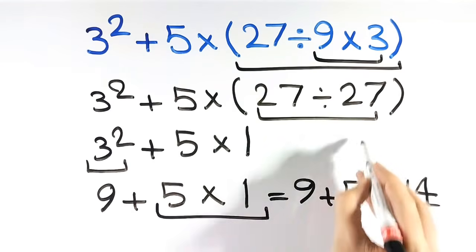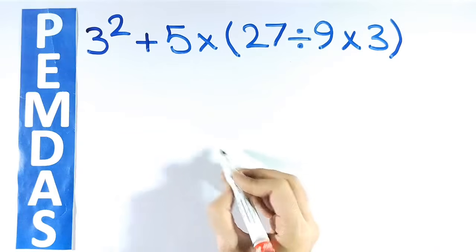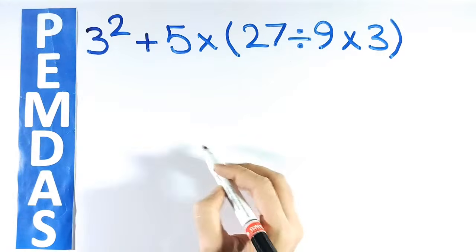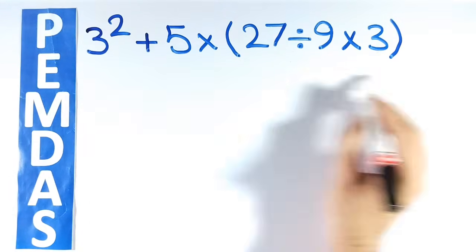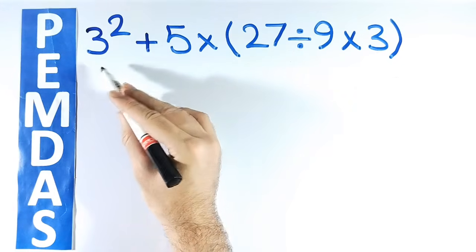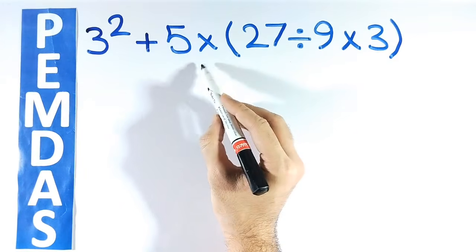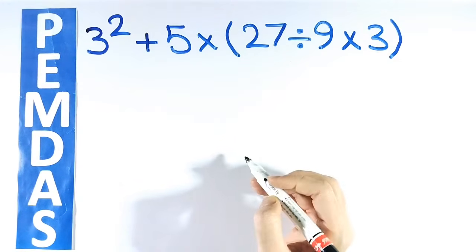But this answer is completely wrong. To solve this question, we must follow a rule that is called PEMDAS. As you can see on the screen, in this expression, first we have an exponent, then an addition sign, followed by a multiplication, and finally parentheses.